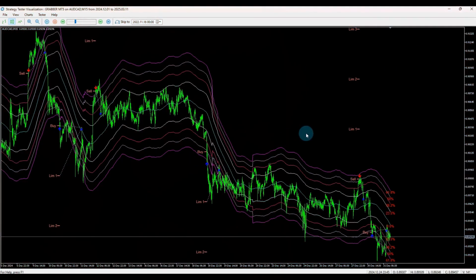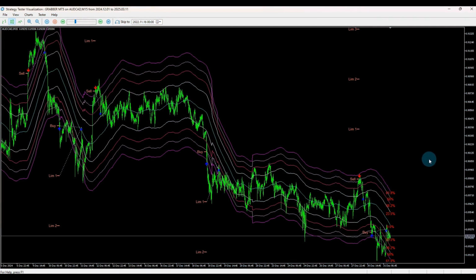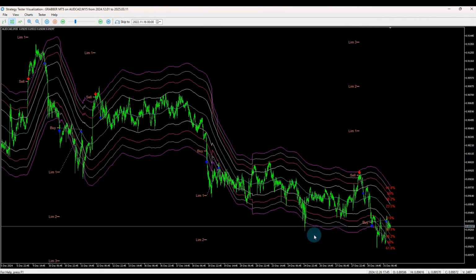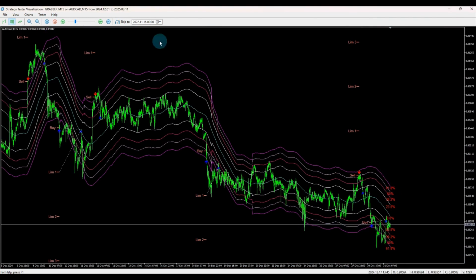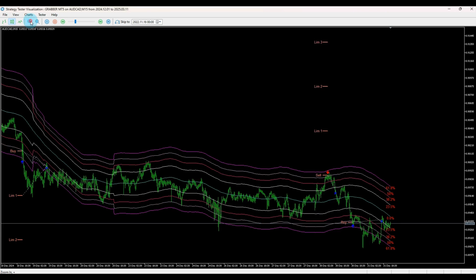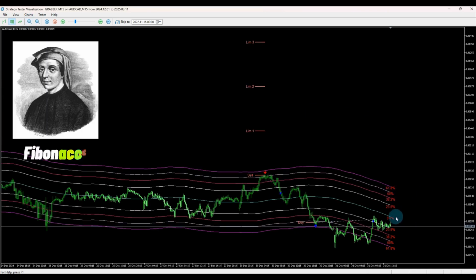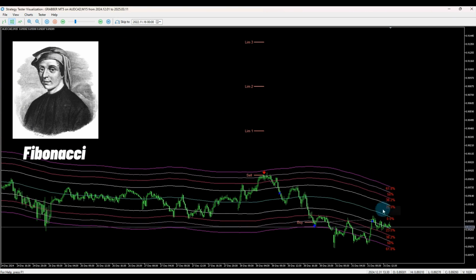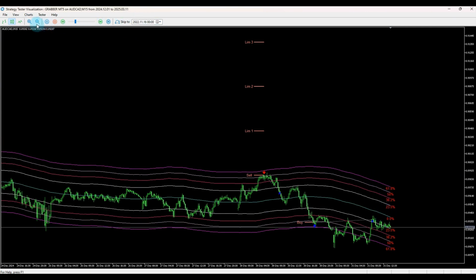So guys, I have enabled the Grabber indicator in the MetaTrader 5 strategy tester, and I will try to explain to you how it works. So, this channel, the Grabber indicator, has its levels according to the rules of Fibonacci mathematics. This is Fibonacci extension, and it gives us an understanding of when and where the price will reverse.